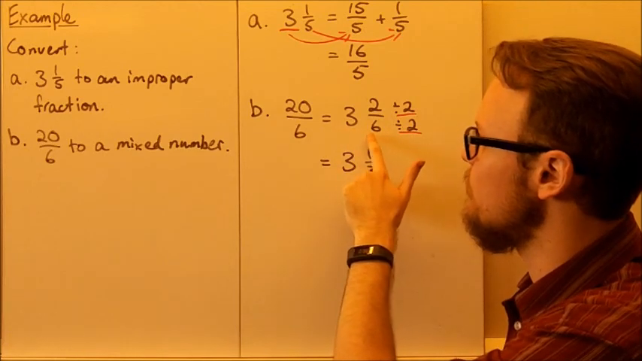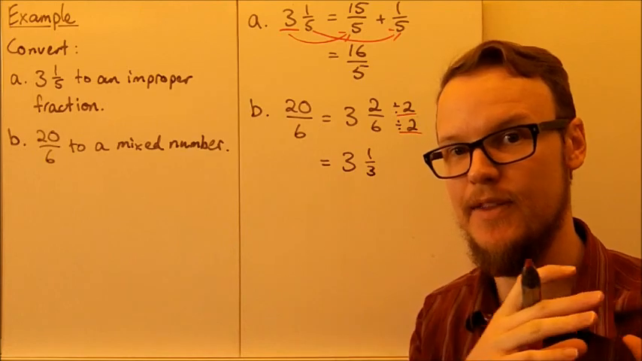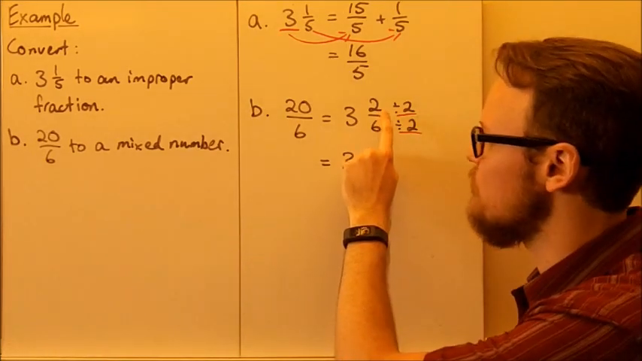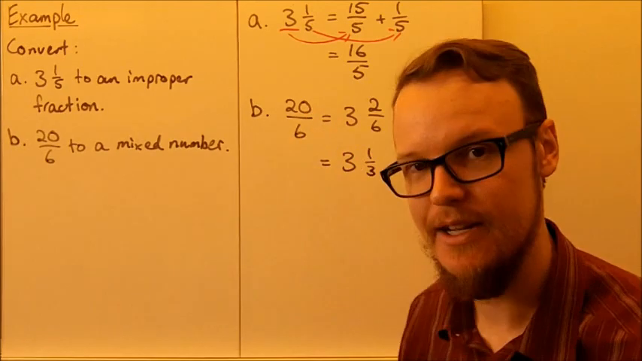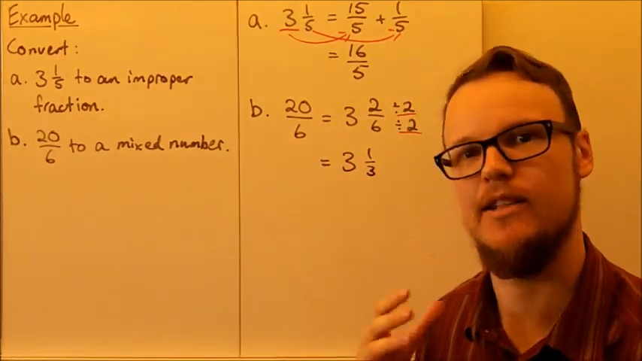So here, if I'm looking at 3 whole amounts and they're divided up into 6 pieces, that's 18 pieces in total, and I've got an extra 2, so 18 plus 2 is 20. So we can check our answer as well by going in the opposite direction and seeing that we're correct.